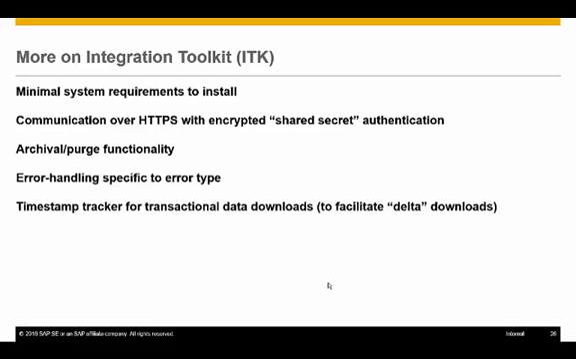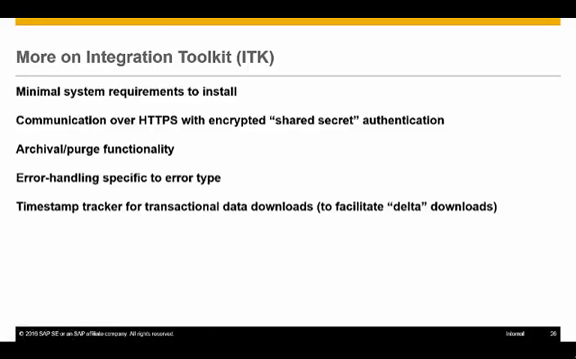The communication happens over HTTPS and encrypted shared secret authentication. It supports data archival. It supports error handling. It also uses a timestamp tracker for transactional data, so that delta data can be downloaded from P2P. For example, if you are going to do invoice exports from P2P, then ITK supports a mechanism by which you would be able to extract the differential data between consecutive downloads.